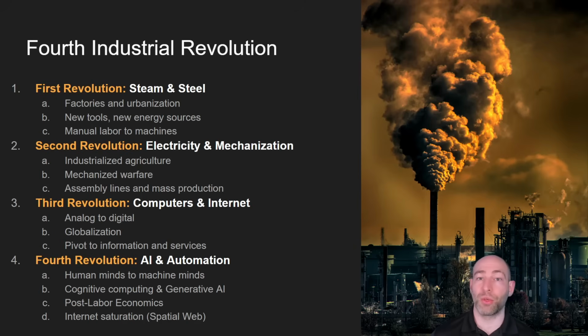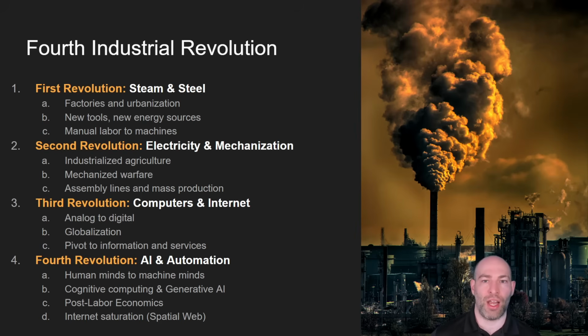First, let's talk about industrial revolutions. When I say fourth industrial revolution, that implies that there are three before this. So the first industrial revolution was about steam and steel. This is where we first saw factories and urbanization really picking up. There were new tools, new sources of energy, namely coal and some petroleum. This switched from manual labor to machine-based labor. So this is where we saw a really big uptick in the use of things like looms and cotton gins and all that sort of stuff.